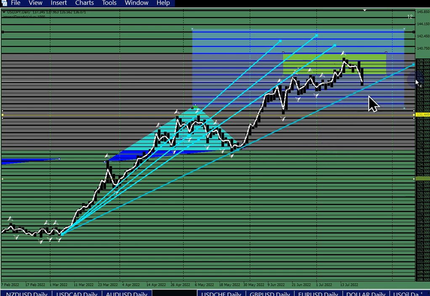So where do we get in? I think it's going to be something like this. This looks like a great buy window.